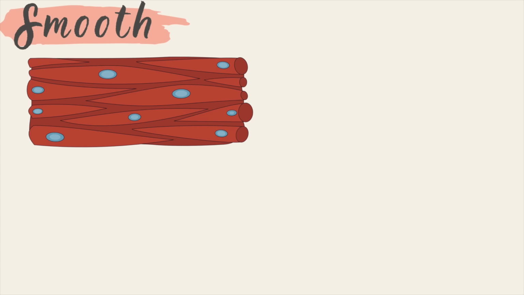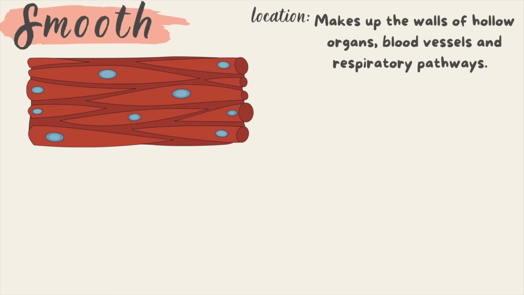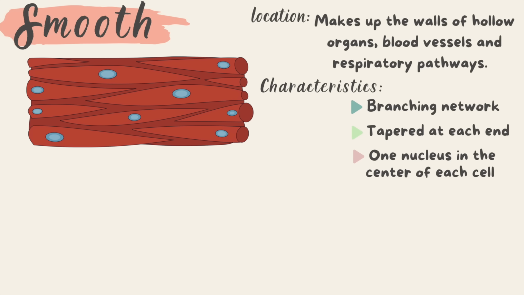Next, we have smooth muscle. Smooth muscle makes up the walls of hollow organs, blood vessels, and respiratory pathways. Smooth muscle cells have a branching network. They are tapered at each end, and they have 1 nuclei per cell.